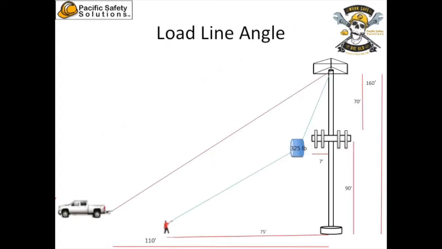In this example, first we want to find the load line angle, which is that angle right here. 7 is the distance the obstruction protrudes off of the tower. 70 is the distance from the obstruction to the crown block. So there's your triangle. We need to find that angle. 7 divided by 70 equals 0.1. Keep the 0.1 in your calculator, hit the second function tangent, and you should come up with 5.7 degrees.